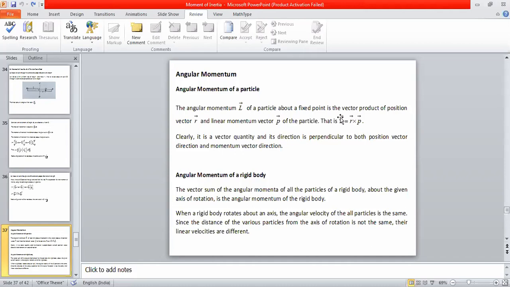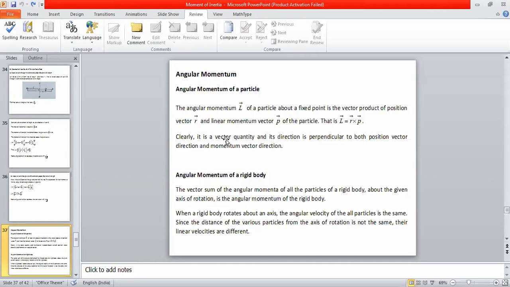Therefore, the angular momentum of a given particle, vector L, is simply equal to the cross product or vector product. Cross product and vector product are one and the same. It is the cross product of position vector R and linear momentum vector P. You should be very careful: vector L is not P cross R, it is R cross P. Vector products do not commute. A cross B is not equal to B cross A. Therefore, vector L should be written as R cross P, not as P cross R.